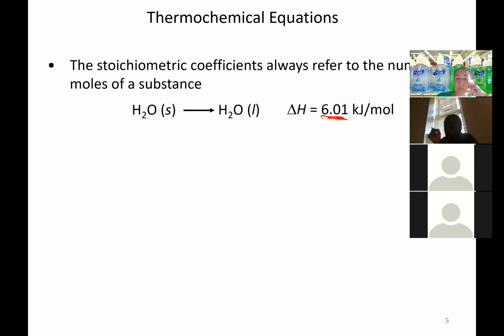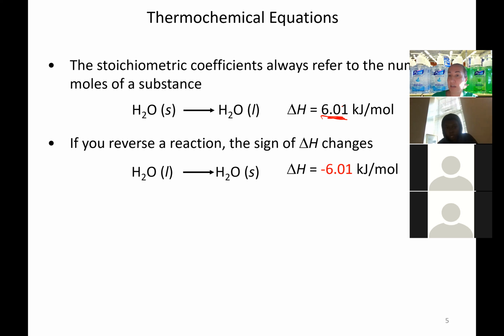It goes to -6. Exactly. It flips. If solid to liquid is endothermic, then liquid to solid must be the opposite, must be exothermic, which is exactly what happens. It's the same number, you just change the sign. And this is what I want to show you.